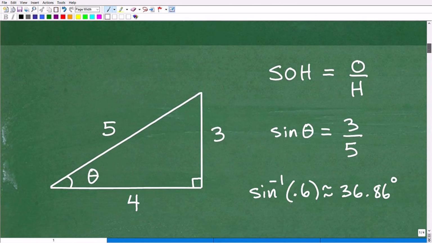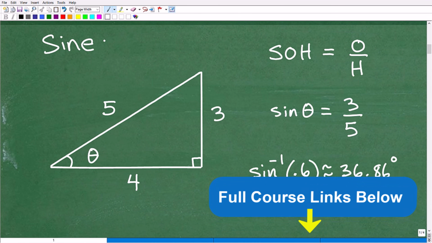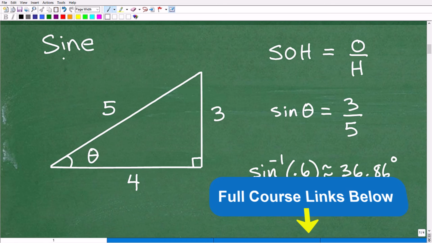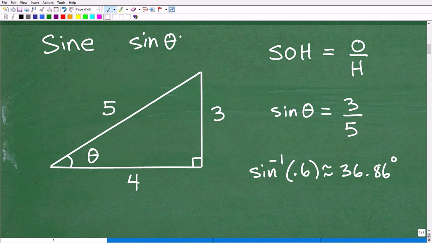So here it is. If you're going to spell out the word sine, it's S-I-N-E, not sin. That's how we spell it, but its abbreviation is actually like so. We talked about how the sine is going to be the opposite over the hypotenuse. And here it is, right here, O over H.